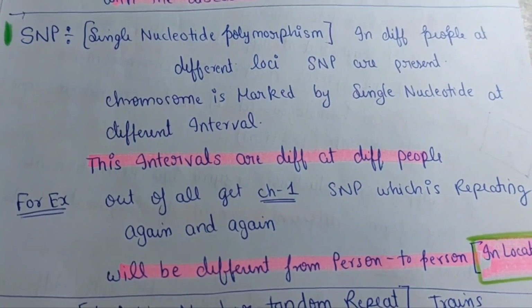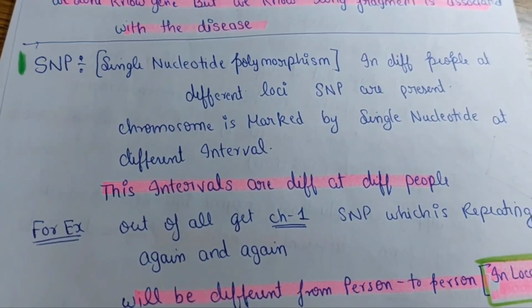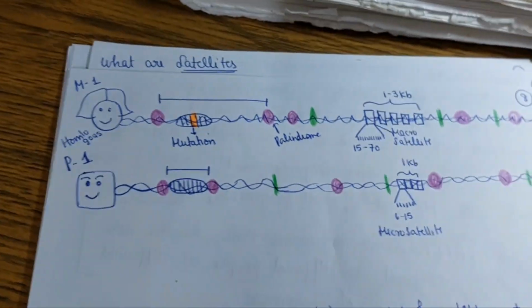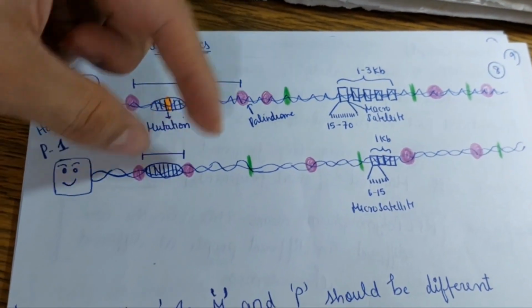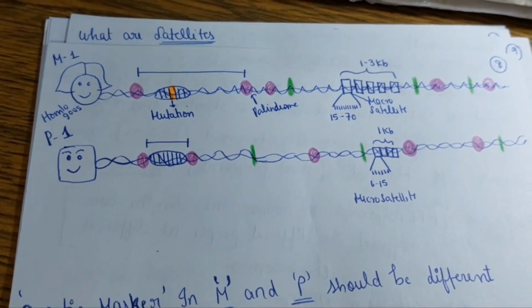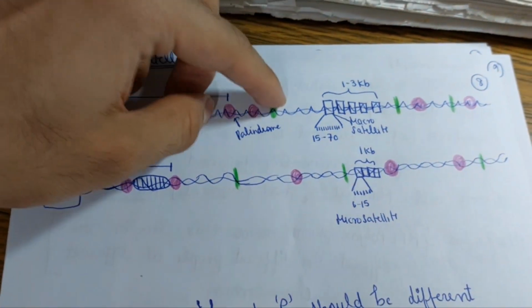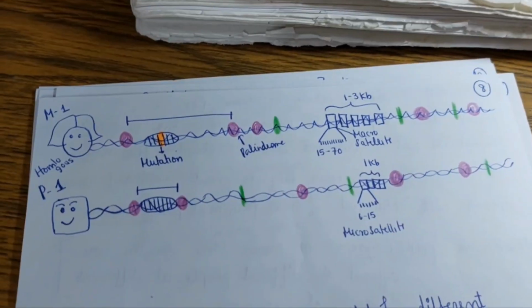That means it will be located at different positions. And this is the second type of genetic marker. So our first genetic marker was the RFLP, that is restriction fragment length polymorphism. The second type of genetic marker is the one in green, which is called single nucleotide polymorphism.